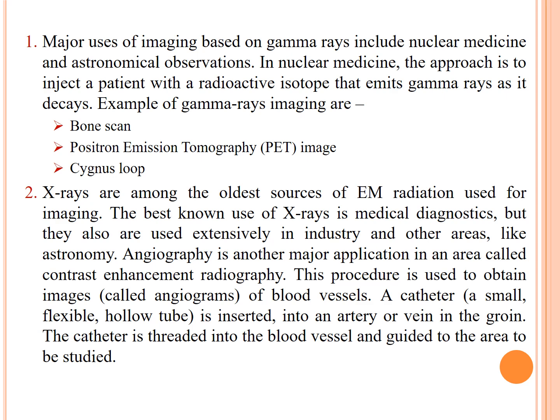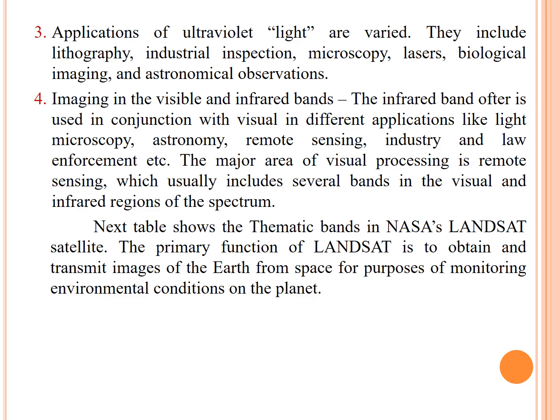Number 2. X-rays are among the oldest sources of electromagnetic radiation used for imaging. X-rays are used in medical diagnostics, industry, astronomy, etc. Angiography is another major application, in an area called contrast enhancement radiography. This procedure is used to obtain images of blood vessels, called angiograms. Number 3. Applications of ultraviolet light include lithography, industrial inspection, microscopy, lasers, biological imaging, and astronomical observations.